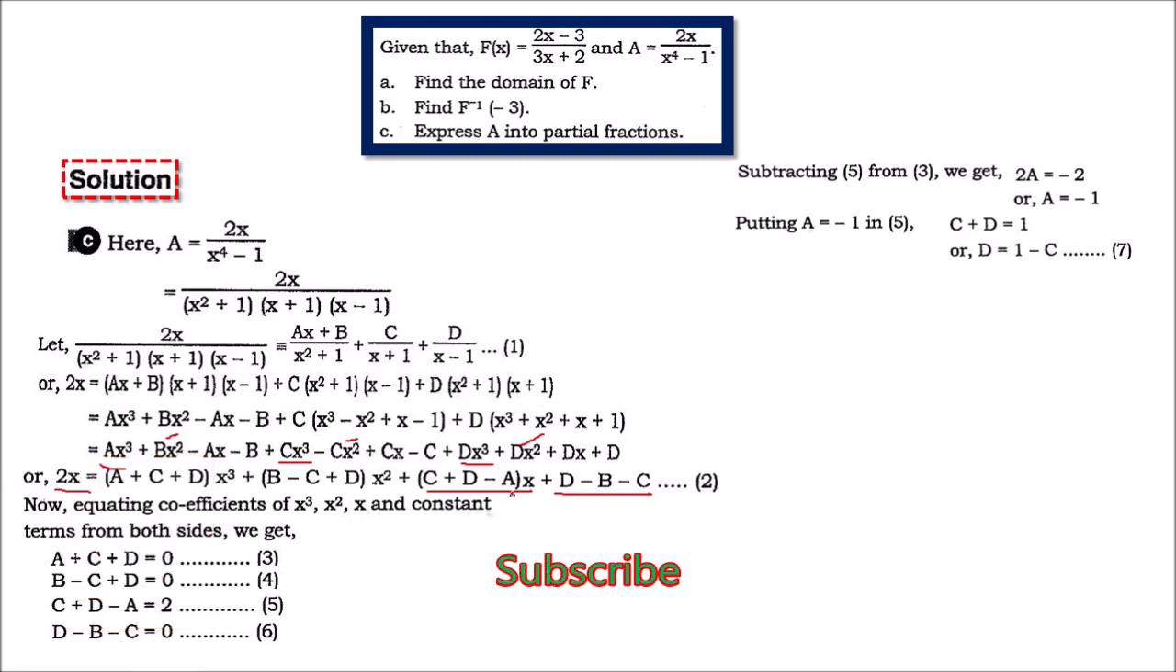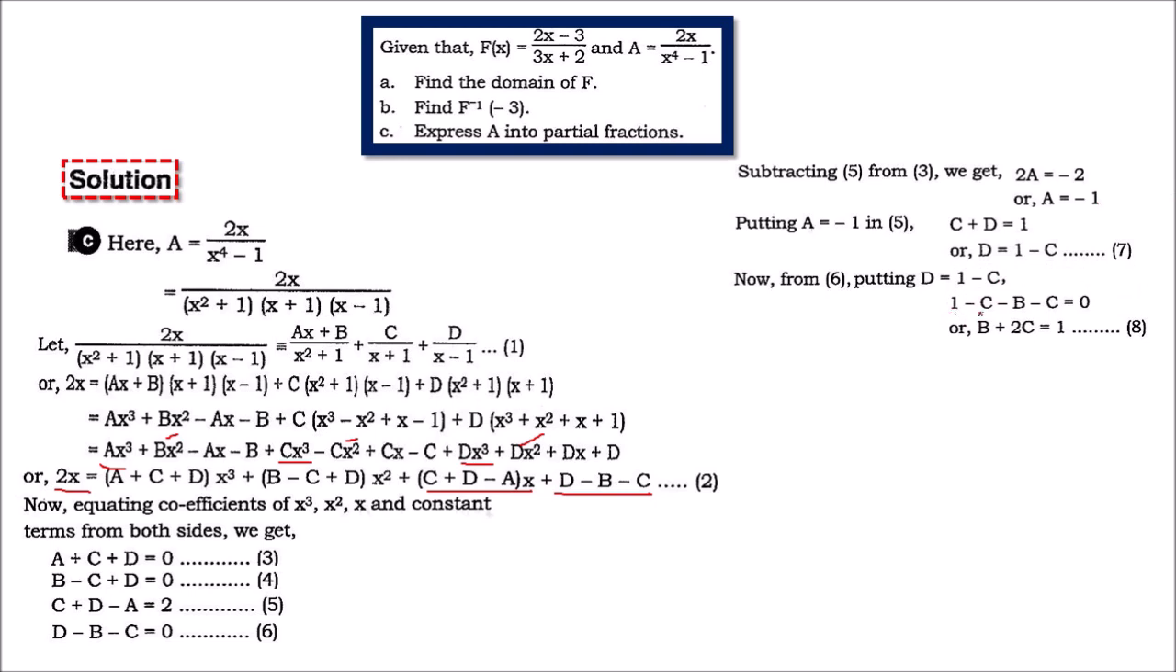If I write d equal to 1 minus c in equation number 6, look here what will be the change. Here it is d minus b minus c, I am just putting here 1 minus c. So this c and c will be what? Minus 2c minus b, that equal to 1. If I transfer to the right side, then it will be plus b and plus 2c, that equal to 1. So it is a new equation number 8.